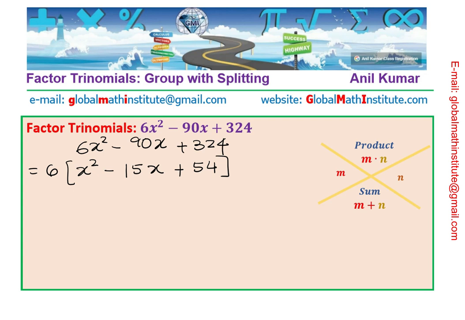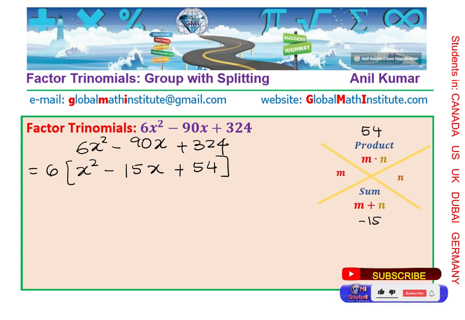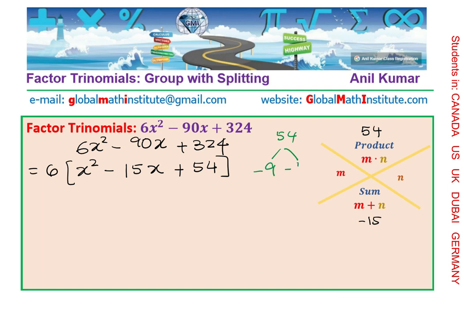Now in this case, we're looking for a product of 54 and sum of minus 15. What could be these numbers, right? So 6 and 9, right? So 54 you can split into two numbers, both negative, right? So minus 9 and minus 6, correct? So when you add them, you get minus 15.